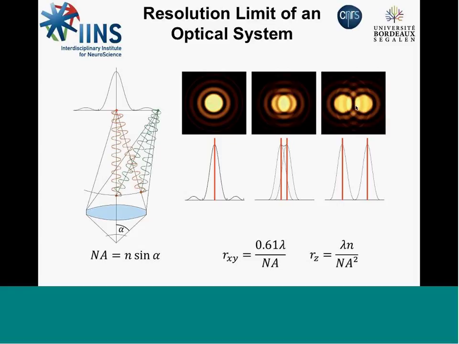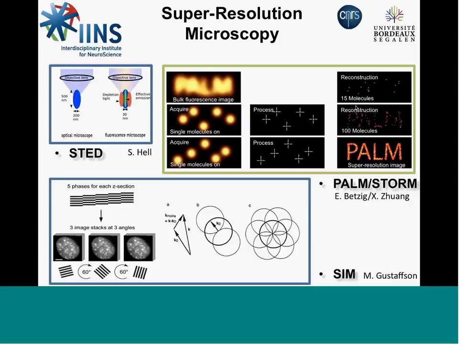In the last 10 years, there has been a very major breakthrough in the field of light microscopy, called super-resolution microscopy. This limit, which was established more than a century ago, has been overcome by three techniques. One was developed in the 1990s by the group of Stefan Hell. It's called STED.